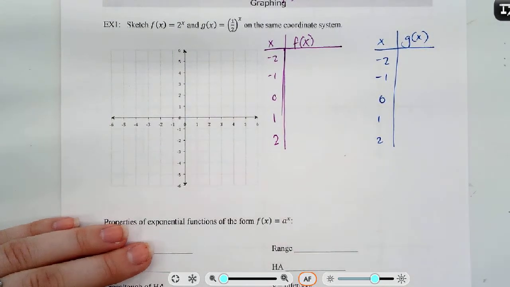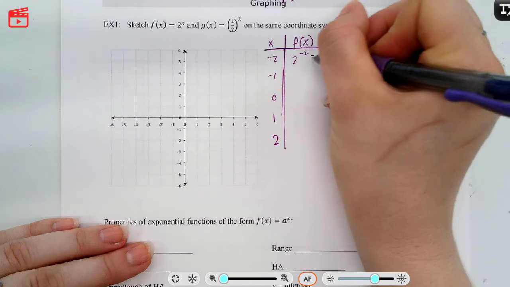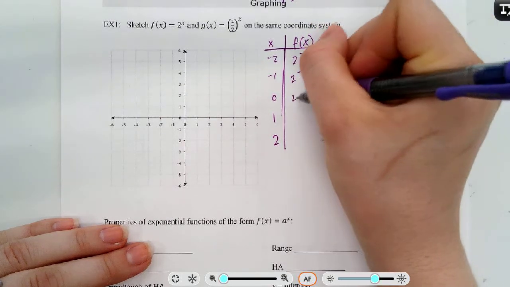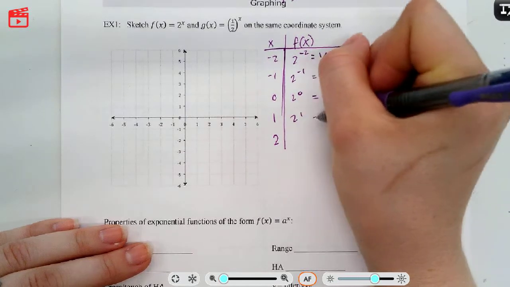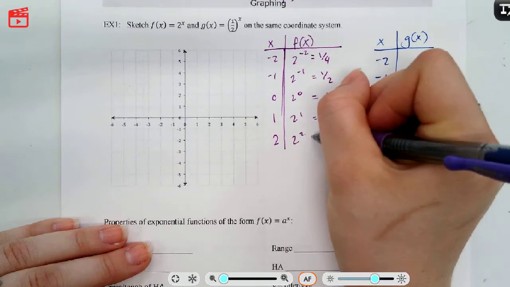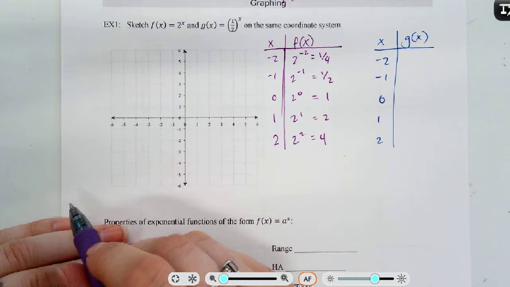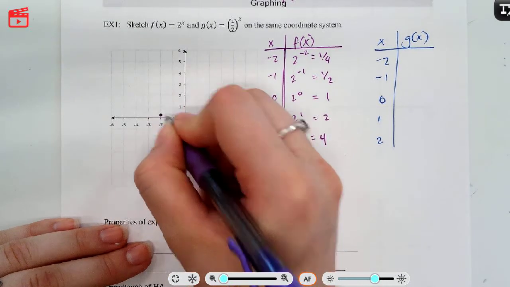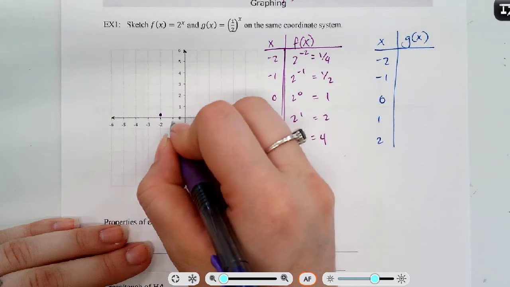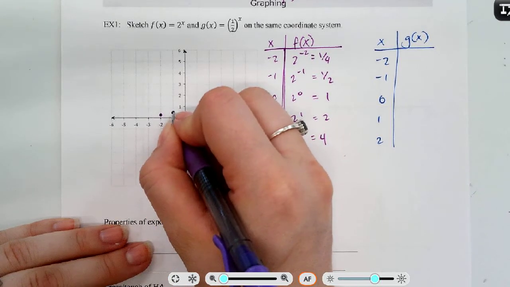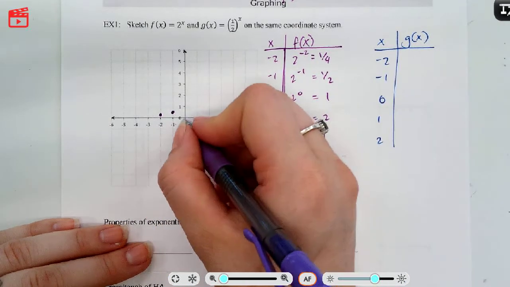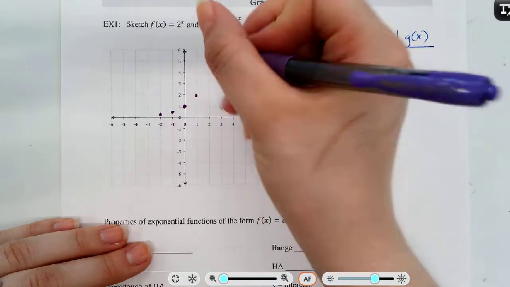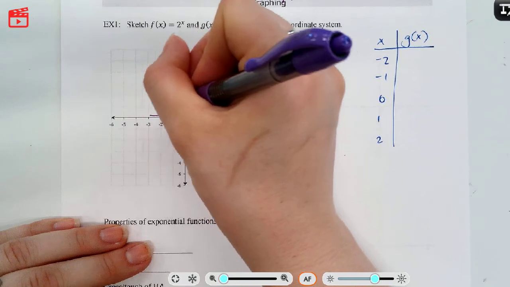All right, so this is going to be 2 to the negative 2, which would be a fourth. 2 to the negative 1, which is a half. 2 to the 0, which is 1. 2 to the 1, which is 2. 2 to the 2, which is 4. Okay, plotting those. Negative 2, a fourth. Negative 1, a half. 0, 1. 1, 2. 2, 4. Alrighty, so here we go.